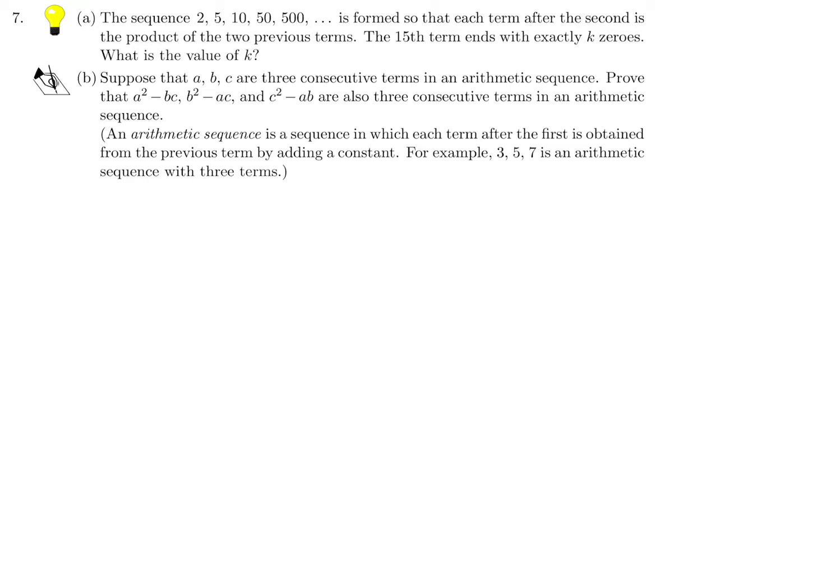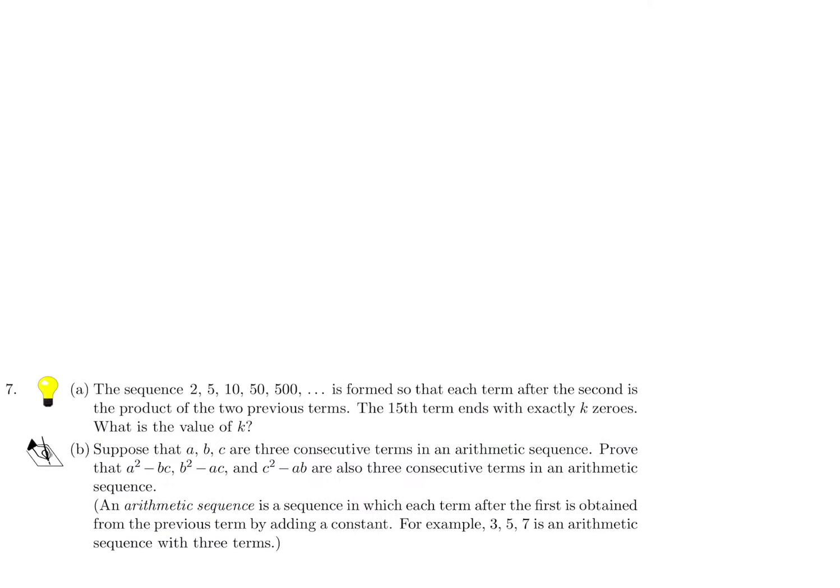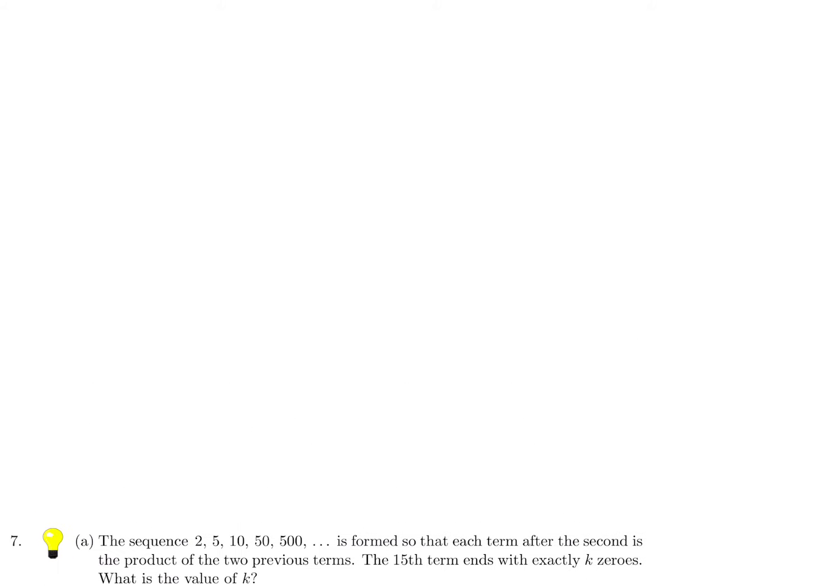The sequence 2, 5, 10, 50, 500 is formed so that each term after the second is the product of the previous two terms. The 15th term ends with exactly k zeros. What is the value of k? So 2, 5, 10, 50, and 500, those are the first 5 terms.